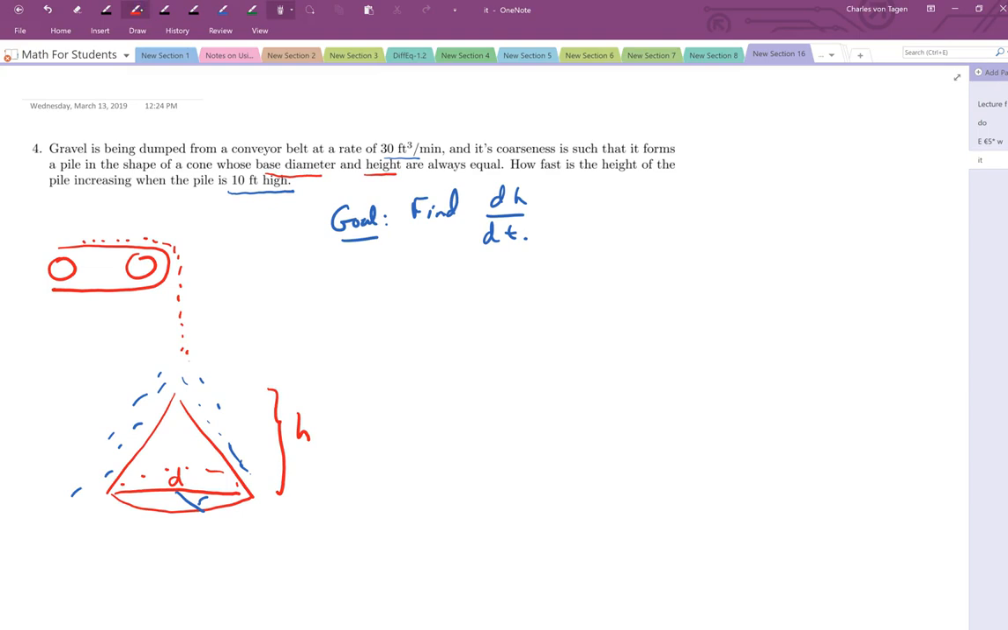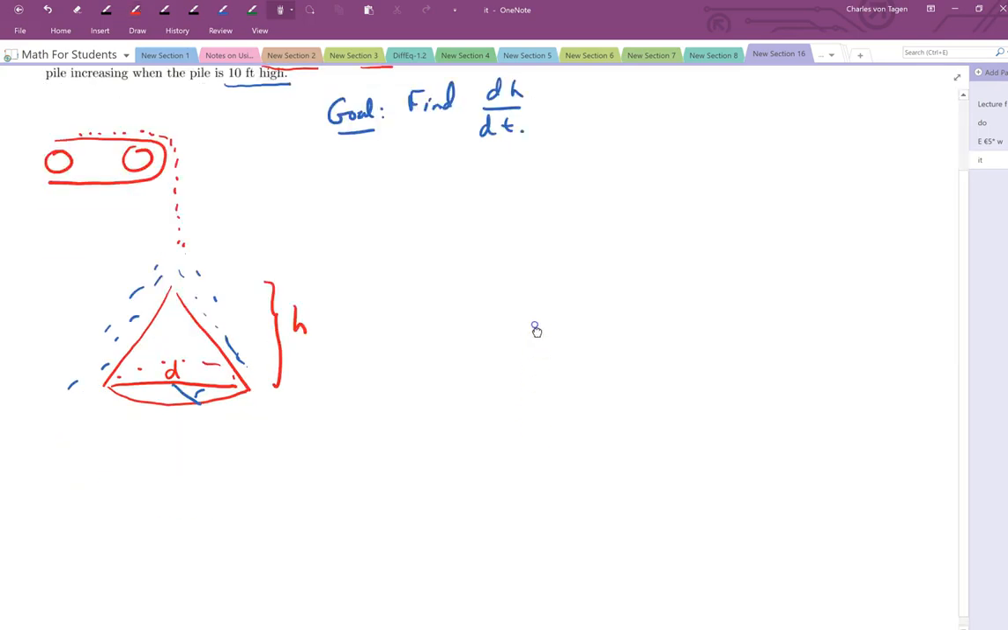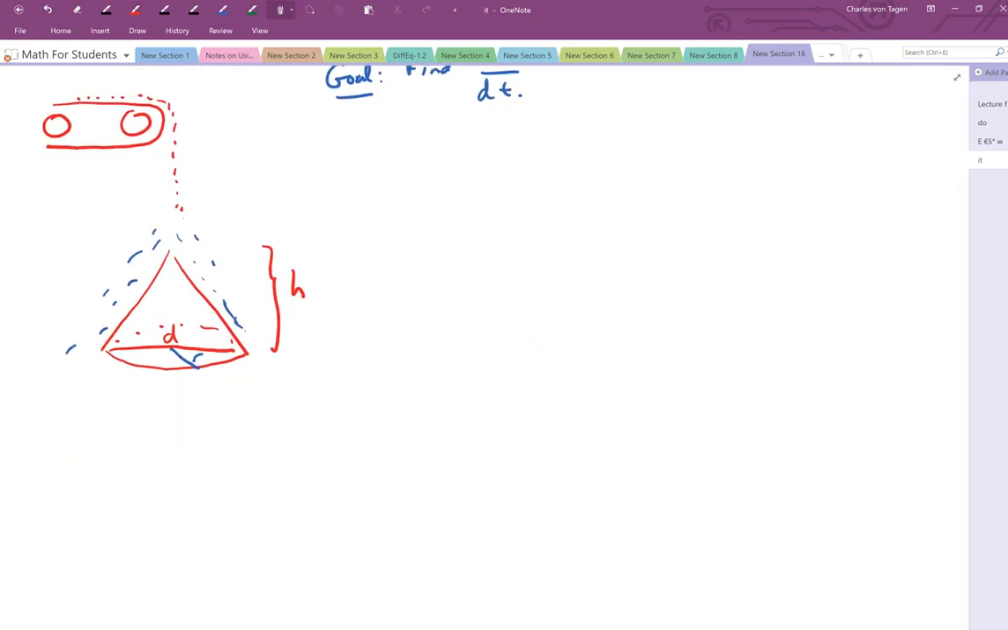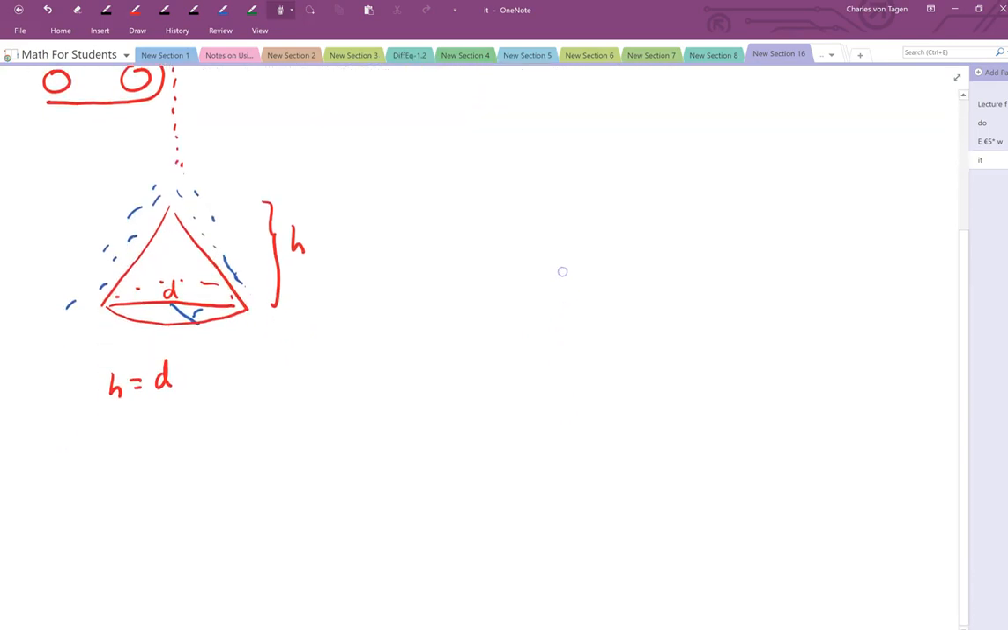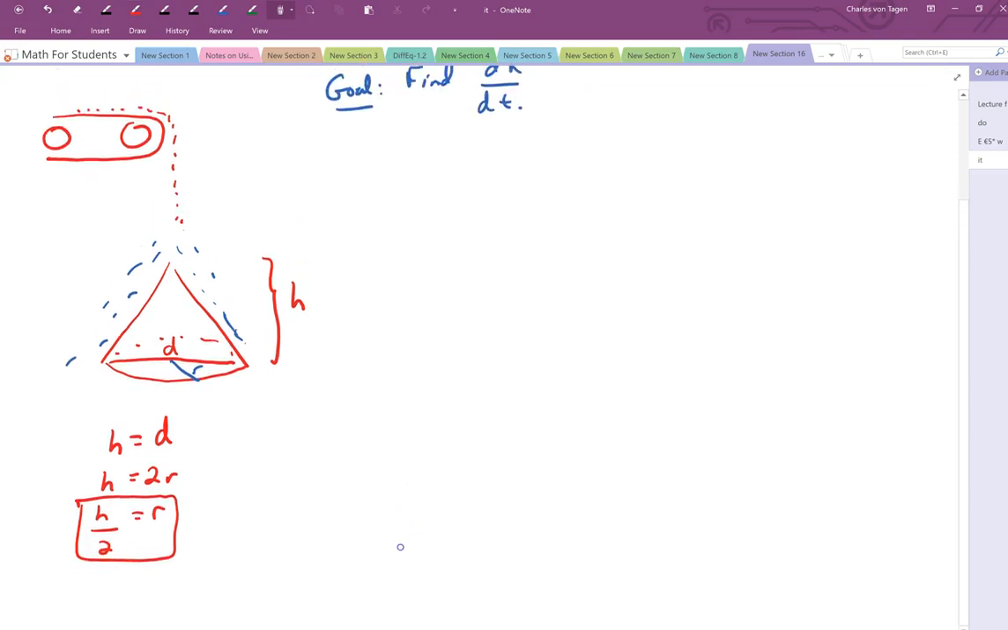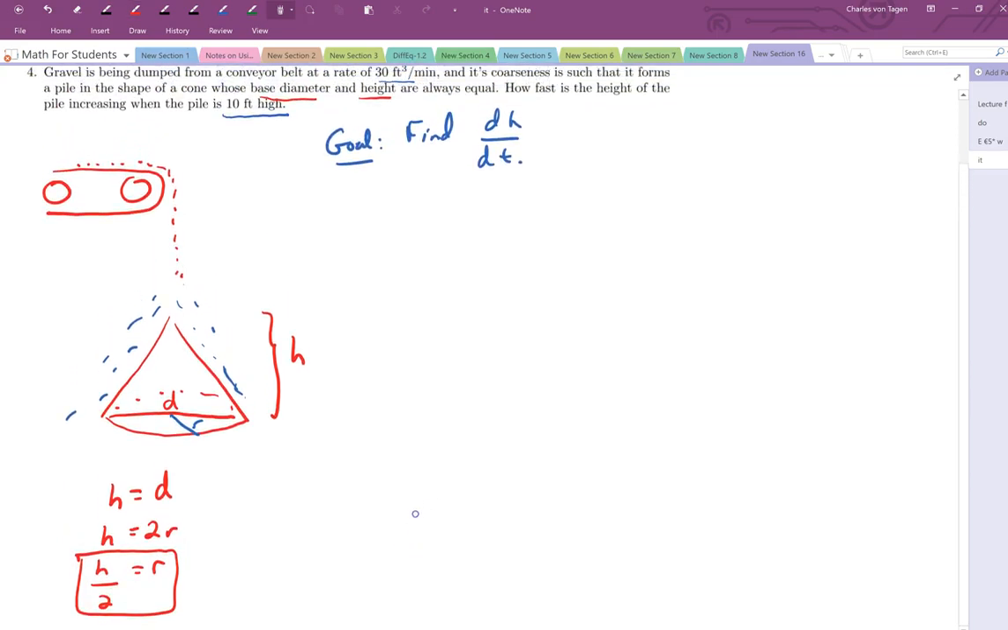This problem is a little bit harder than the last couple, but it's also maybe a little more realistic. It seems like a more real-world sort of problem. I do want to notice something right now. We'll need this in a little bit. Notice that we said that the height is always equal to the diameter for this particular cone. That's not always the case. It depends on the material. But for this particular cone, the height is always equal to the diameter. Remember that the diameter is just twice the radius. So we could say that the radius is the height divided by 2. Keep that in mind because we're going to need that substitution here in a little bit.